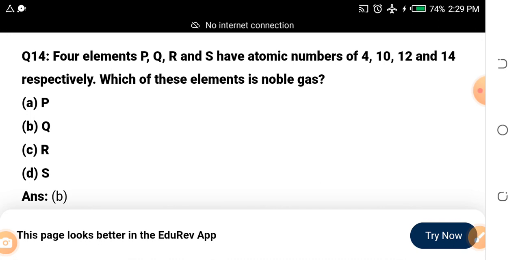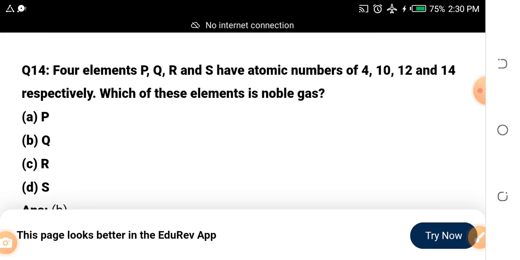Four elements P, Q, R, and S have atomic numbers 4, 10, 12, and 14 respectively. Which of these elements is a noble gas? A, P. B, Q. C, R. D, S. Remember the atomic numbers 4, 10, 12, and 14 respectively. The answer is B, Q, the one that has 10.